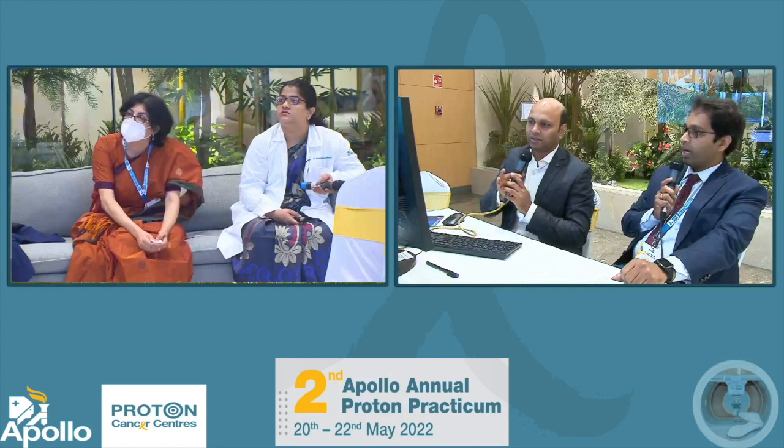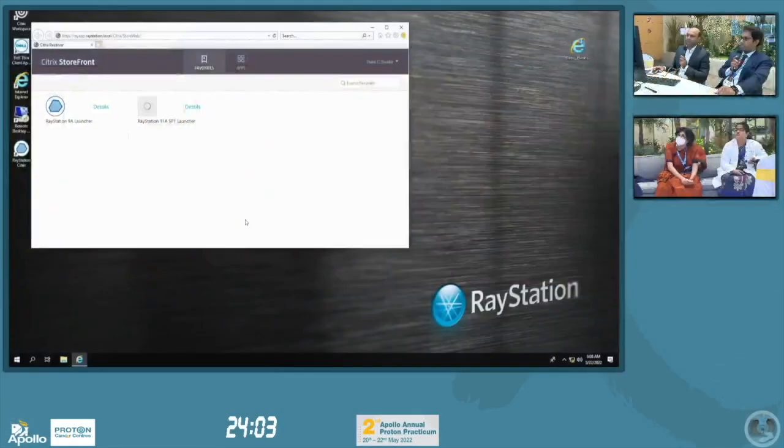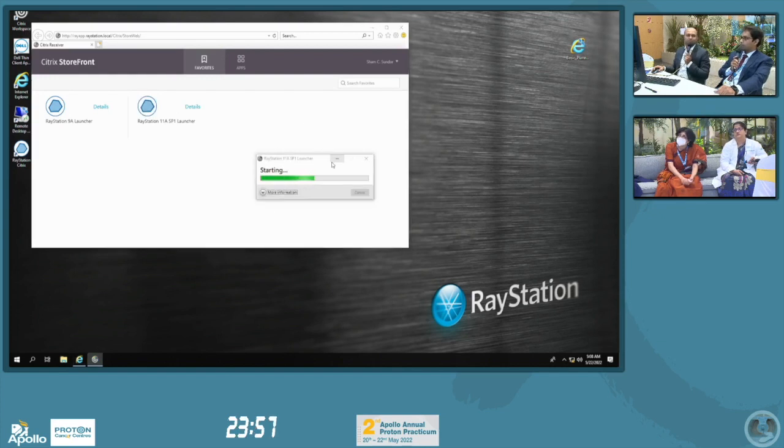We also give IV contrast for target delineation. We take a triphasic CT scan, so that registration also will be good if we have done it in breath hold. Yeah, we do all the contrast-based scans in deep inspiration breath hold.